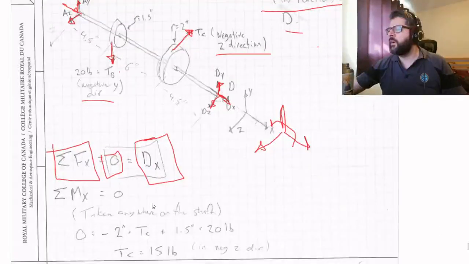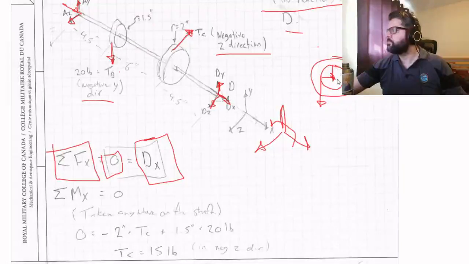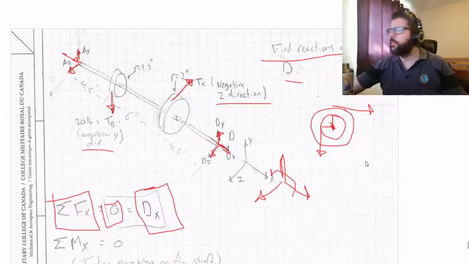So the next thing I'm going to do is take a moment about the x-axis. That can be taken at any point along the shaft. Basically, if we're looking down the length of the shaft, we've got that force, and we've got that force, and everything else passes through the center of the shaft. So if we take that moment there, I realize you can't quite see that.